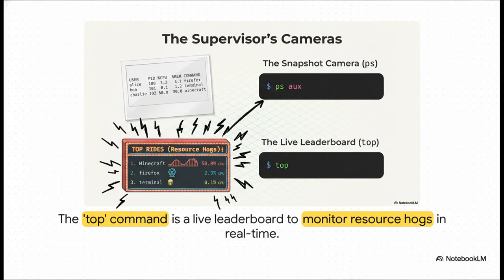But a static photo doesn't tell the whole story, does it? Sometimes you need a live video feed. And for that, you've got the top command. This is your live leaderboard. It's constantly updating, showing you which rides are the most active, the biggest resource hogs, right at the top of the list. If one of your roller coasters suddenly starts draining all the park's power, you'll see it shoot straight to number 1 on this screen. It's absolutely crucial for keeping an eye on performance.